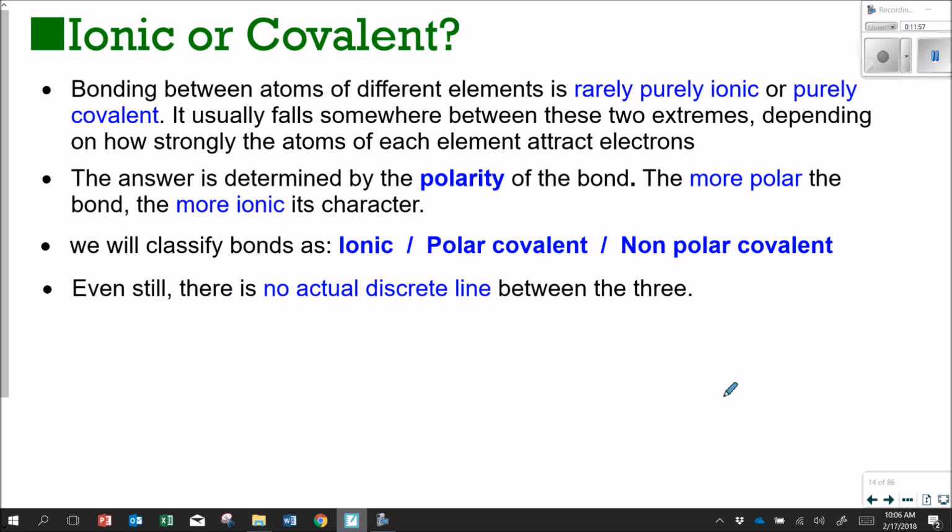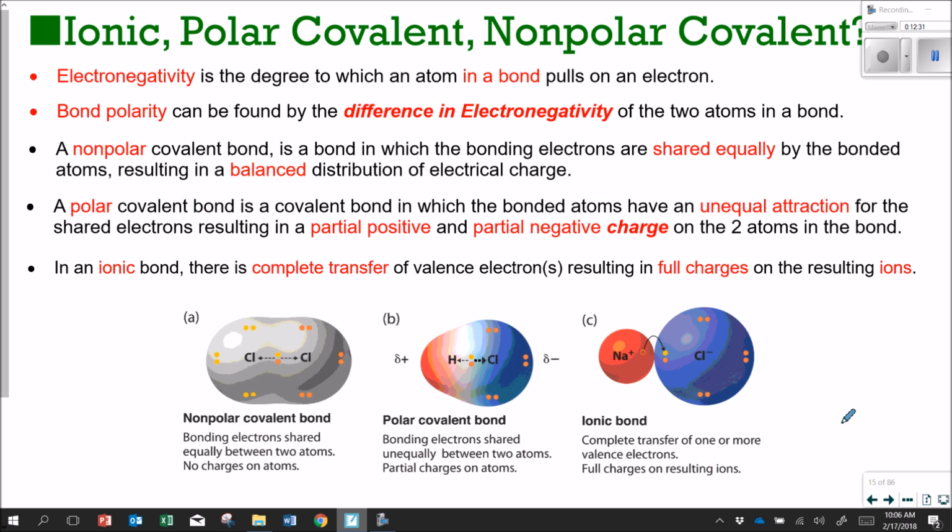Now, is a bond ionic or covalent? A bond is rarely purely ionic or purely covalent. It usually falls somewhere in between those two extremes, depending on how strongly the atoms attract the electrons. The answer is determined by the polarity of the bond. The more polar a bond is, the more ionic in character. So we will classify bonds as ionic, polar covalent, or non-polar covalent. But be aware that there is actually no discrete line between those three.